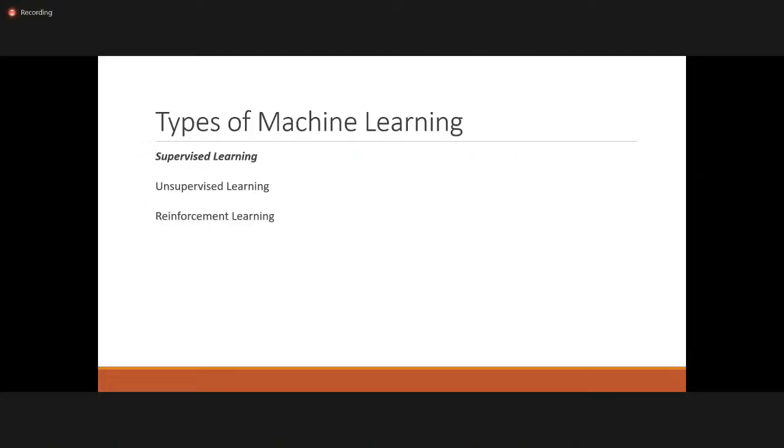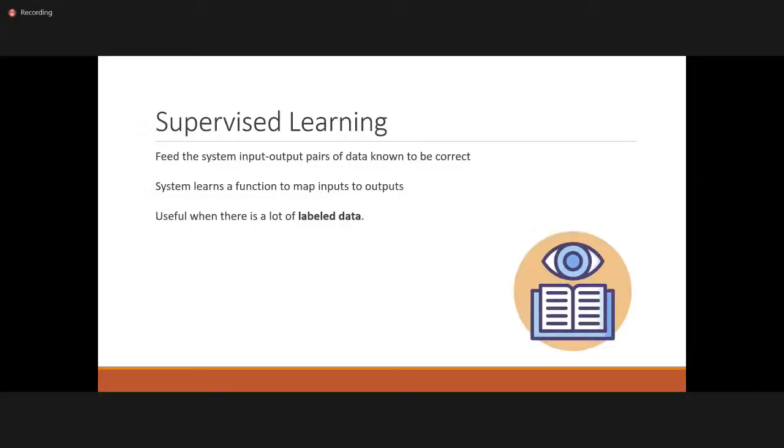So let's begin with supervised learning. Supervised learning is when we feed a system input-output pairs of data that are known to already be correct. The system then learns a function to map those inputs to the outputs that you have given. Essentially, you are able to train this model so that when you give it a new input that is not part of your training data set, you are able to correctly classify it as what the training data was used to classify for.